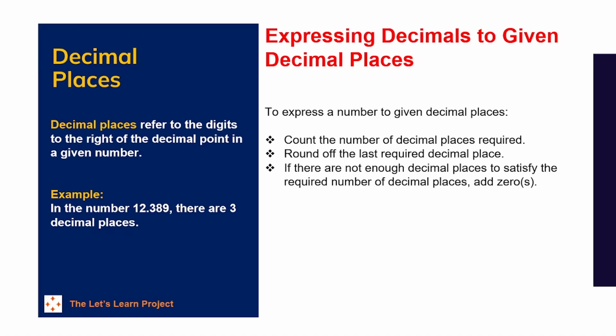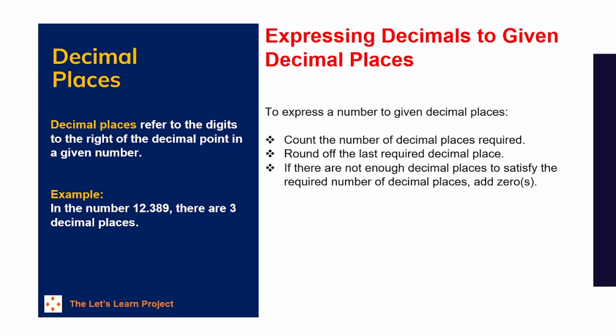If there are not enough decimal places to satisfy the required number of decimal places, you would just add zeros. So for instance, in the example that we have on the right, the number 12.389, if the question required you to leave your answer to 4 decimal places, since there are only 3 decimal places in that number, you would have to add 0 after 9, so that your answer becomes 12.3890. So that is, you have left it to 4 decimal places.